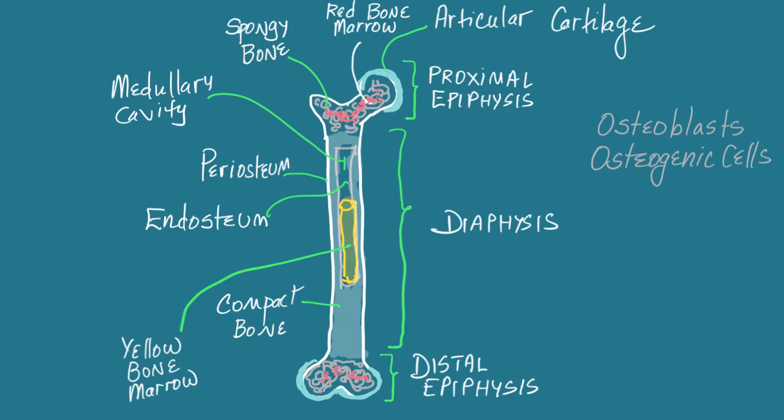The articular cartilage is made up of hyaline cartilage and it reduces friction between bones during articulation. The periosteum and the endosteum are the location for the osteoblasts and the osteogenic cells. The osteoclasts are closer to the periosteum. Now let's take a closer look at all the bone cells.